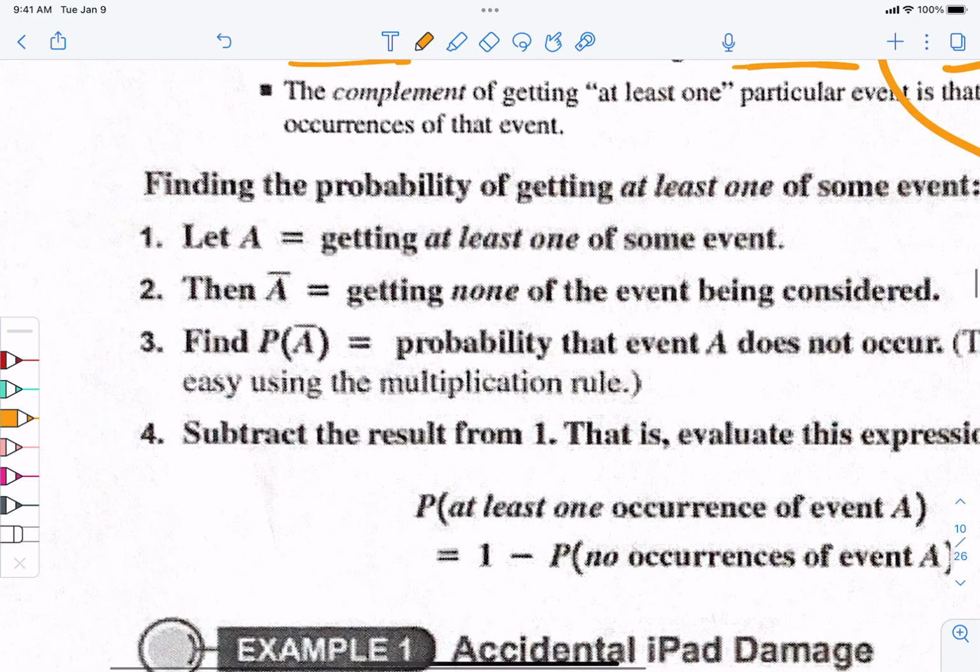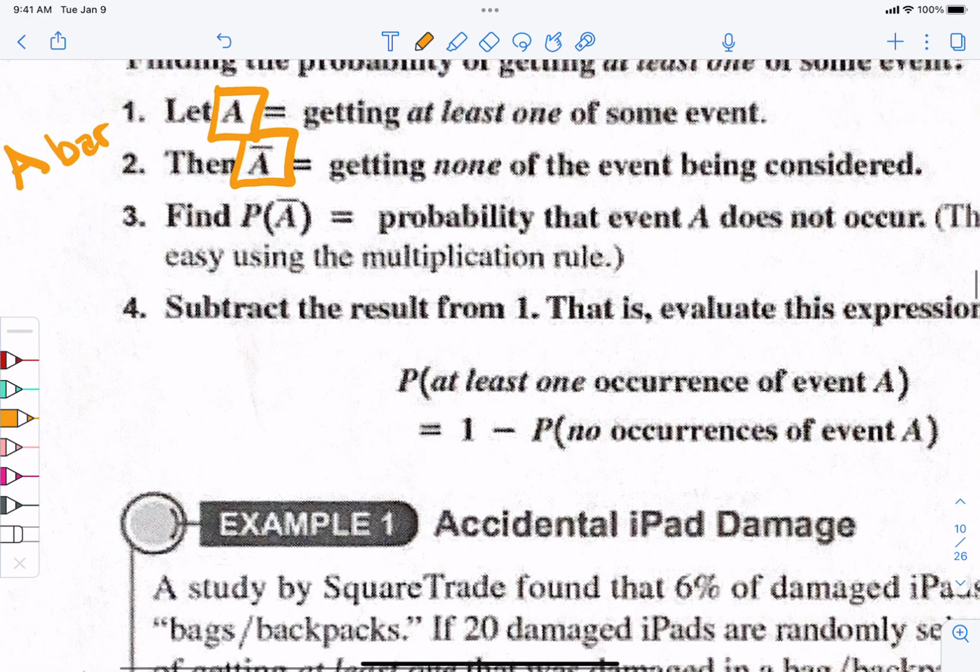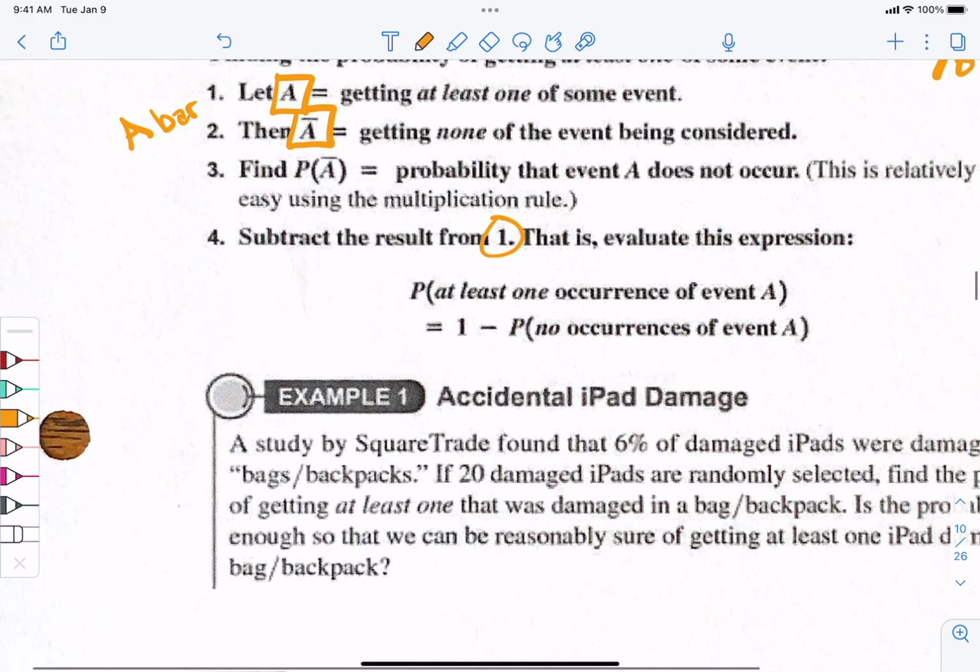All right, now complements. I know we've talked about this before. Shh, be quiet. Complements. If I'm saying event A is what I want, the probability of A, the complement is noted as A bar. So at least 1 girl, if that's event A, then A bar would be no girls, correct? Those are opposite from each other. Then you subtract from 1 to get those percentages, they add up to 100%, correct?